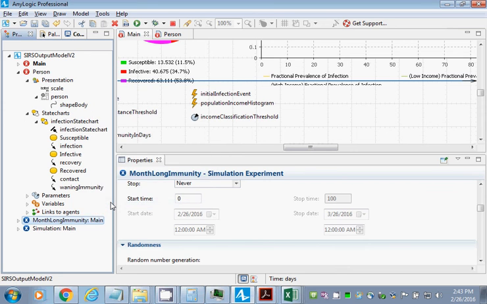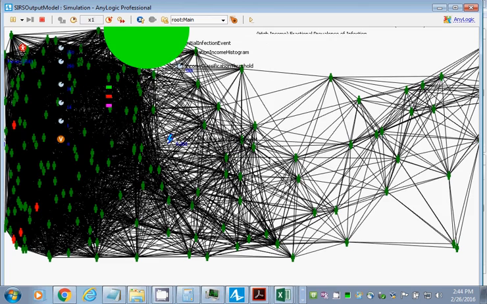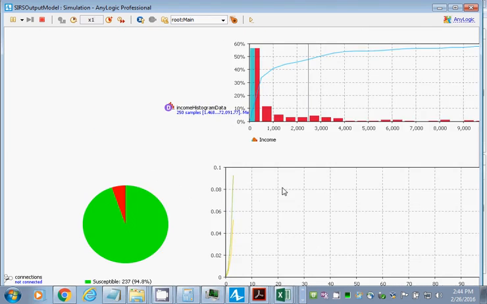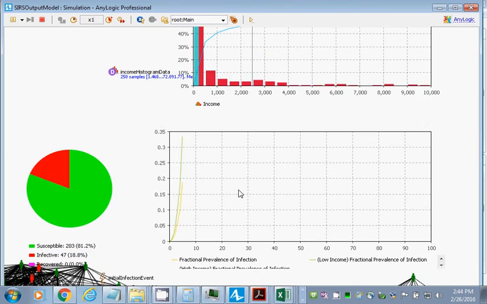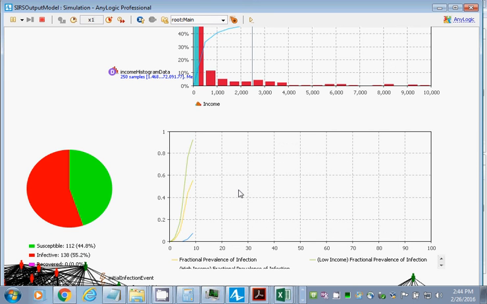What was the name that we gave to the histogram? Where's your folder of your models? Well, I actually did it like this. I put high income fractional prevalence of infection and low income. When you save them, where does it get saved? And here we go. That was the thing that was strange.